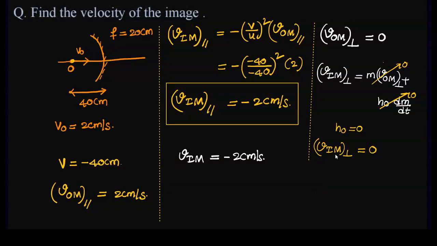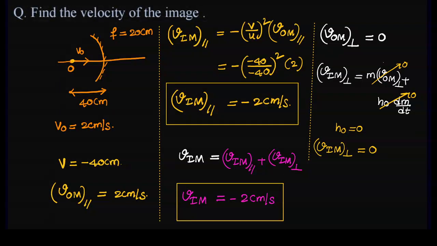So basically, what does the final velocity of image mean? It is always a combination of the velocity of image with a parallel component as well as a perpendicular component. Both will come, parallel as well as perpendicular. The perpendicular is 0. So that's why the final velocity of image will come to be only the parallel component. There is no perpendicular component now. The perpendicular component of velocity is 0.